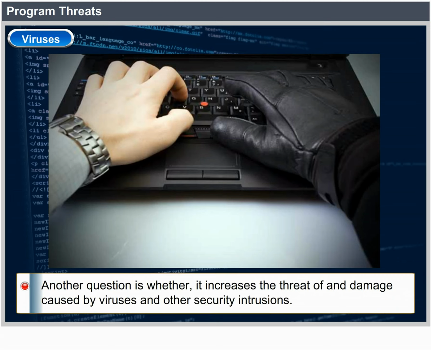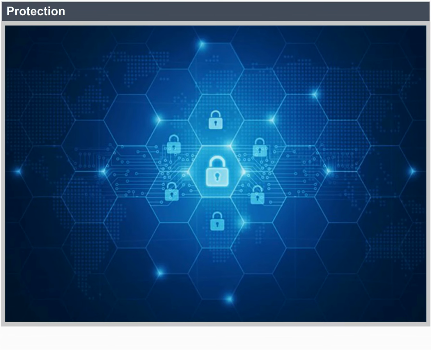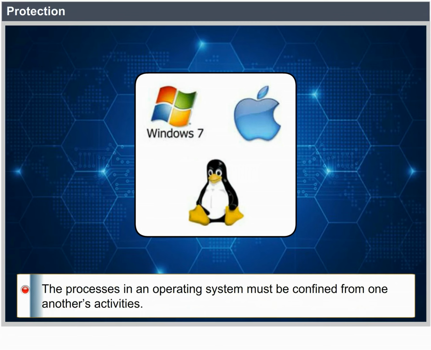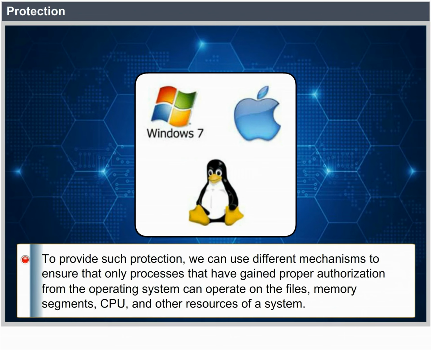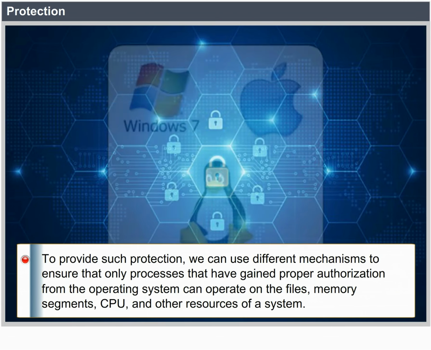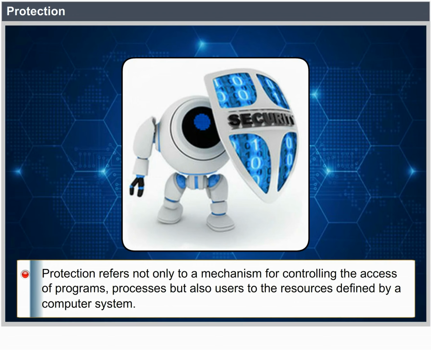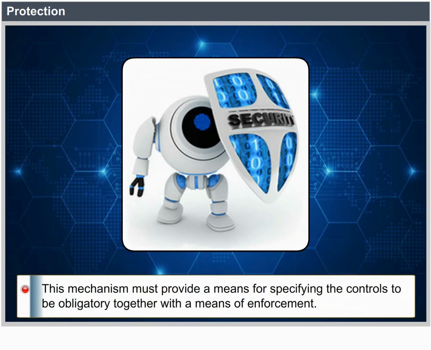intrusions. Protection. The processes in an operating system must be protected from one another's activities. To provide such protection, we can use various mechanisms to ensure that only processes that have gained proper authorization from the operating system can operate on the files, memory segments, CPU, and other resources of a system. Protection refers to a mechanism for controlling the access of programs, processes, or users to the resources defined by a computer system. This mechanism must provide a means for specifying the controls to be imposed, together with a means of enforcement.